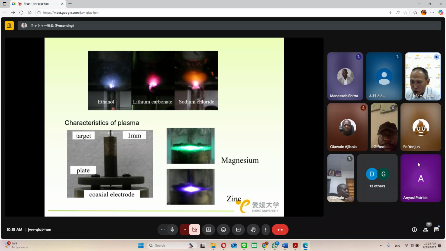The lower photo shows the case of a metal wire inserted into the plasma. In this case, the metal evaporates in the plasma because plasma is very high temperature, and it also emits light depending on the type of metal. Here are the magnesium and zinc cases. So zinc is green and zinc is purple, and the magnesium is green.